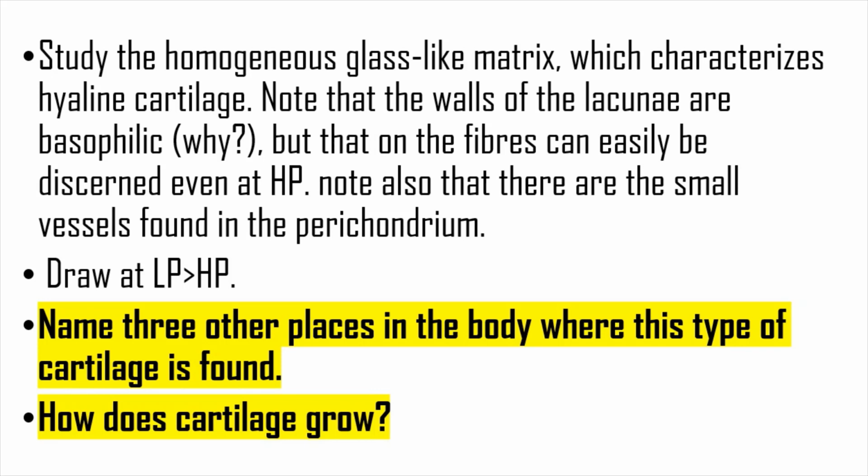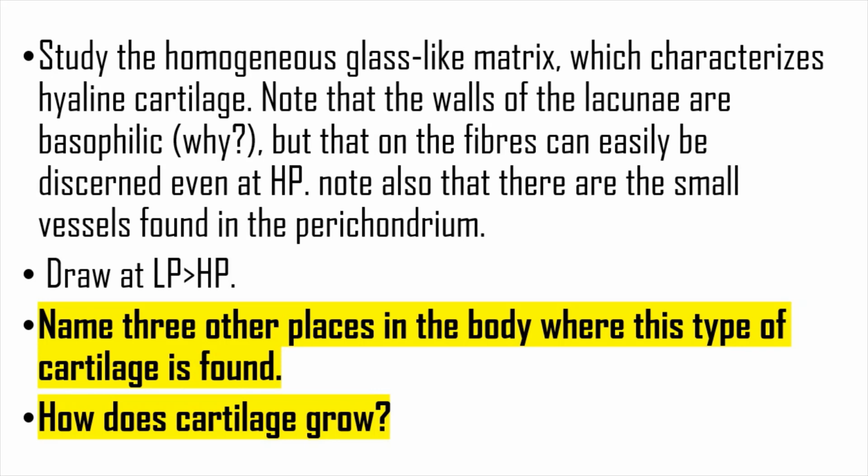Name 3 other places in the body where hyaline cartilage is found. Apart from the trachea, where do you find hyaline cartilage? So you find it in the nose, you find it in articular surfaces between joints, you find it in the bronchium, you also find it in the larynx, you find it at the rib edges where your ribs are attaching to the sternum.